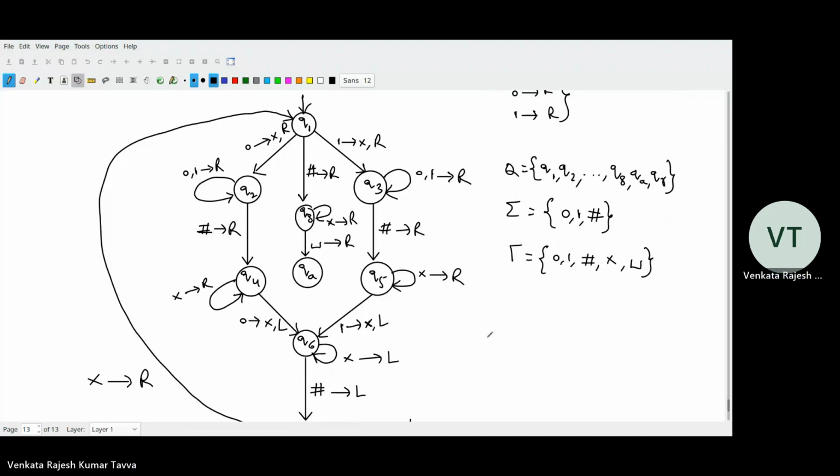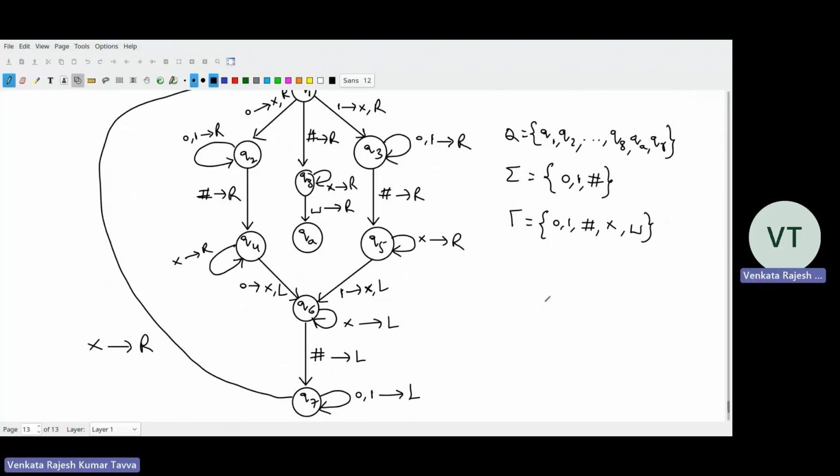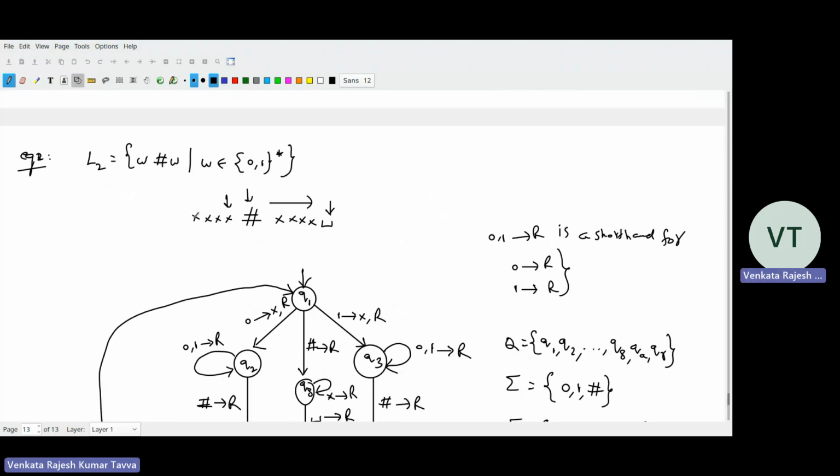Like, this is the left end of the tape, no? I need not go up to this point every time. Suppose I have 3 crosses and a 0, I stop here while coming from the left. I won't go up to here. So I don't need to put a marker at the left end.